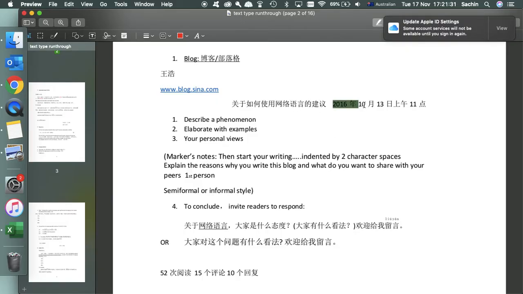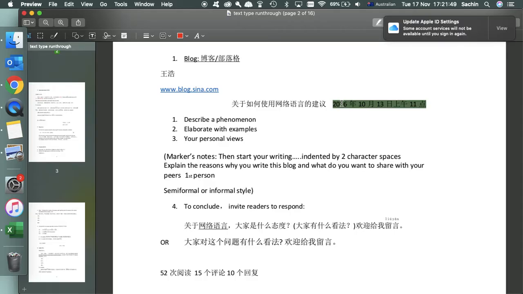And of course we have the date here, the year, the month, the day, and also the time, so like this one's 11 in the morning. Gotta have this, and this would be like 2 out of 6 for your text type marks.